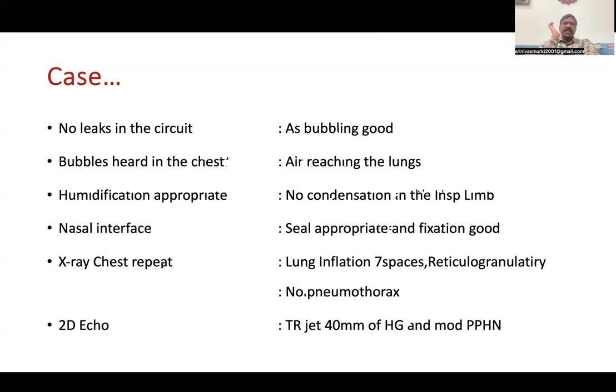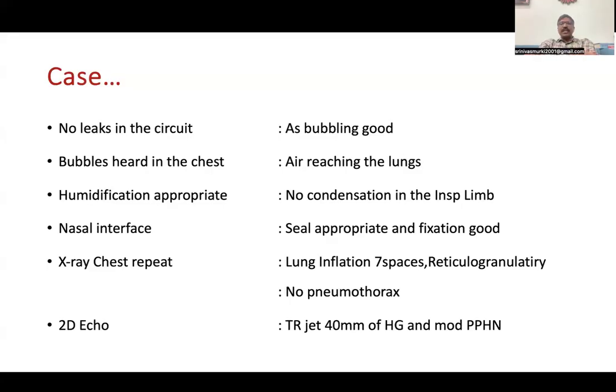That means there should be no condensation in the inspiratory limb, there should be some mist in the expiratory limb, and the temperature display on the humidifier should be 37 degrees. And check the interface: it should be snugly fitting but not abutting on the nose, and the baby is not crying because of nasal injury. So clean the nostrils, put saline drops, and ensure that the prongs are adequately sealed and placed.